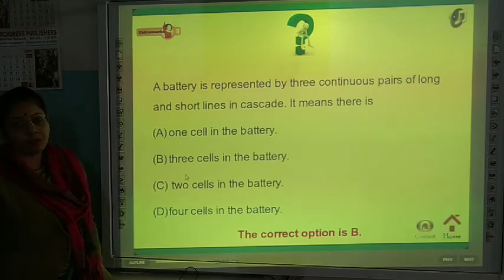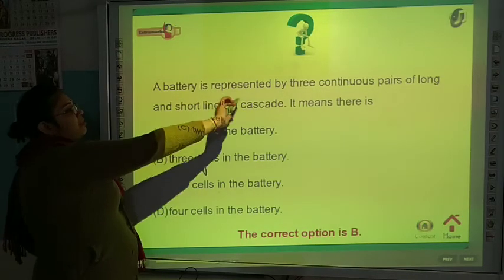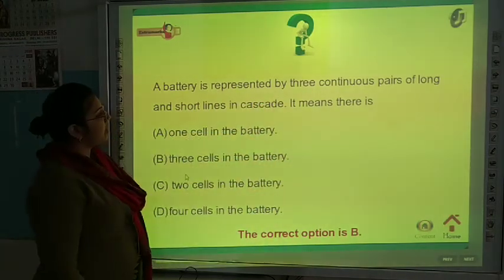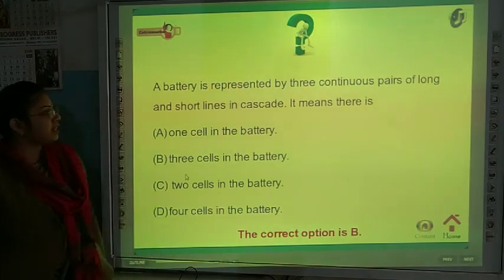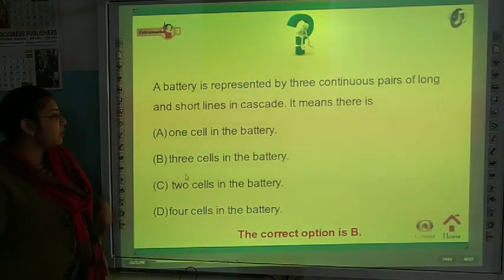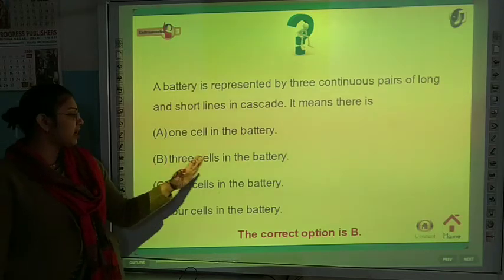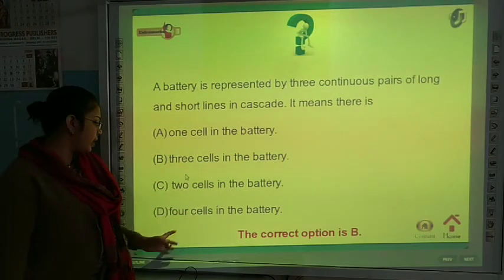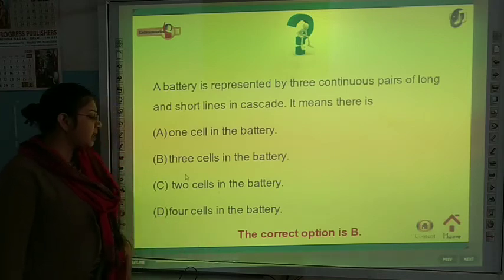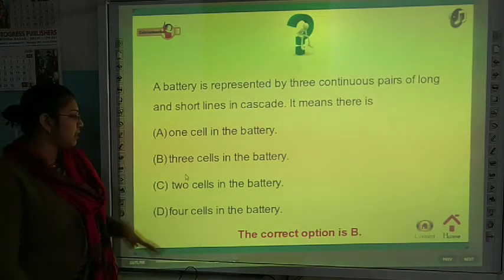So here is the question. A battery is represented by three continuous pairs of long and short lines in cascade. It means there is one cell in the battery, three cells in the battery, two cells in the battery, or four cells in the battery. The correct answer is B, three cells in the battery.